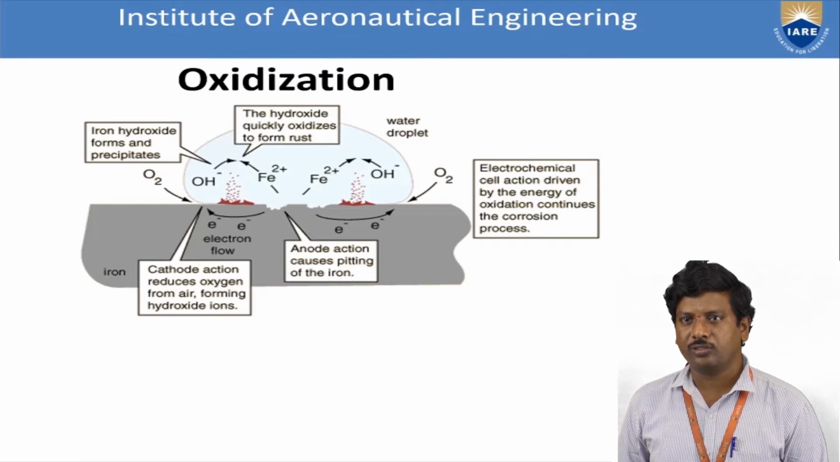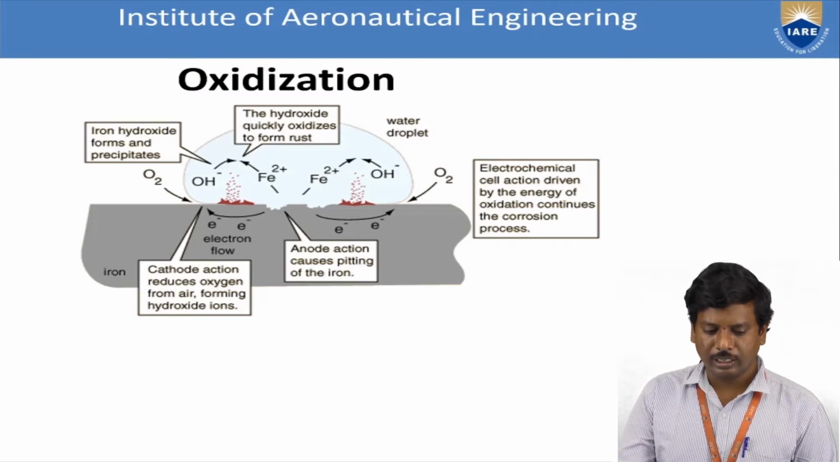In the case of the corrosion phenomenon, we mainly consider two types of electrodes, since it is an electrochemical process: both anode and cathode. The anode is the main electrode. The action causes pitting of the iron. In the pitting of the iron, we observe gaps.